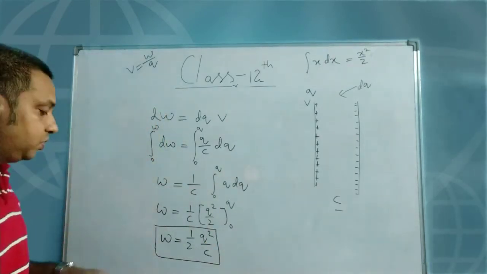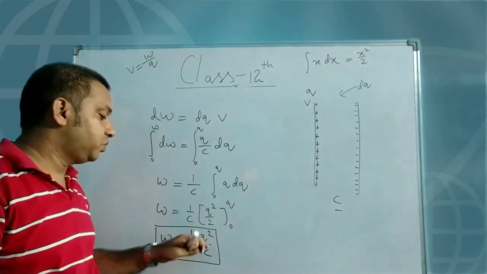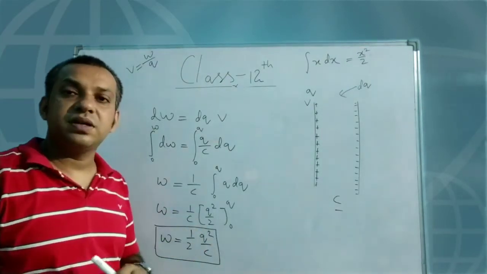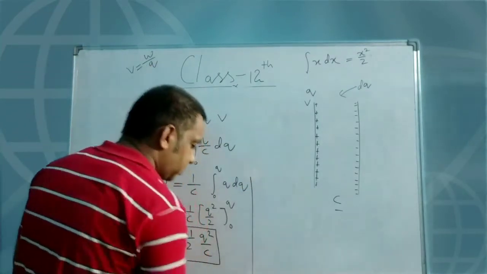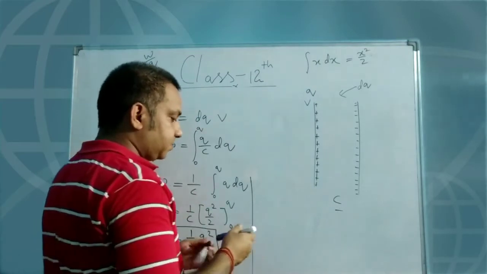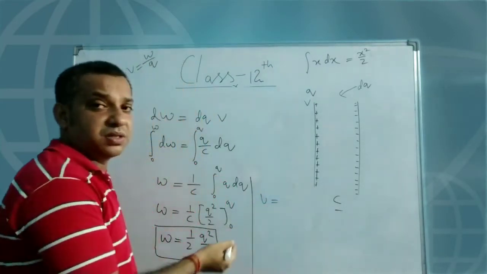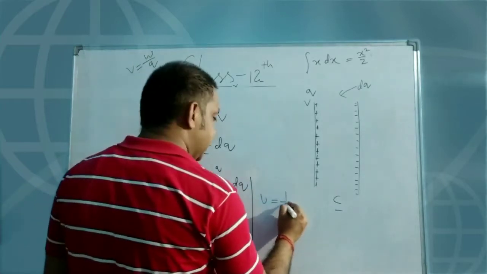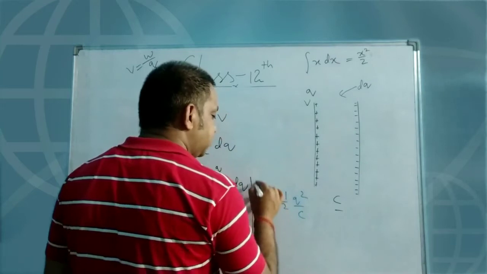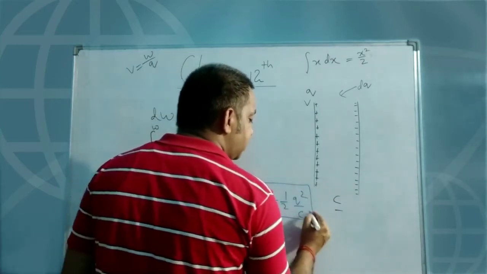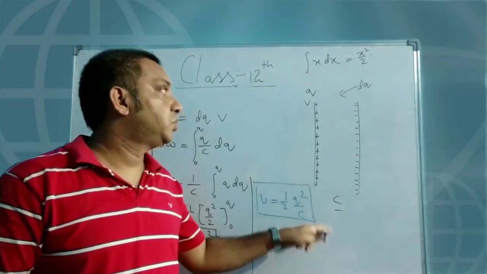Clear? So the total work done is 1 by 2 Q square by C, and this total work done is stored in the form of potential energy. So what is the energy stored? U is equal to, because we represent the potential energy by U, 1 by 2 Q square upon C. This is the total potential energy stored to charge the capacitor from 0 to Q.